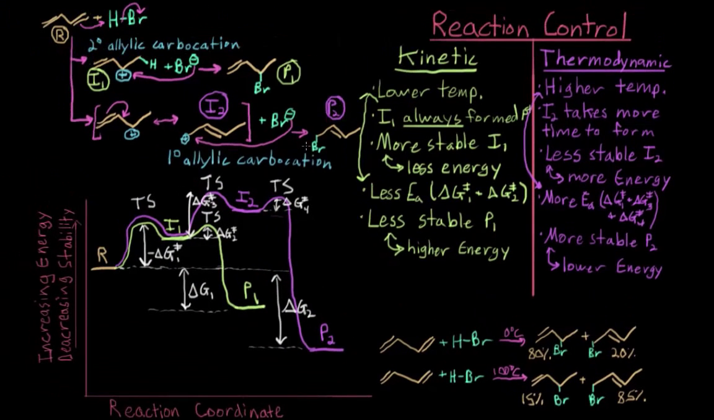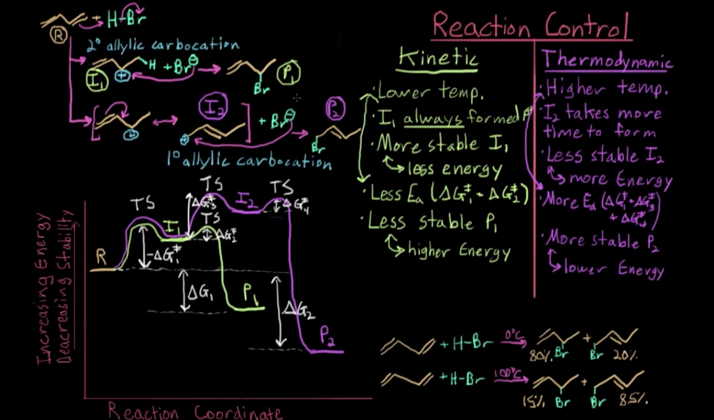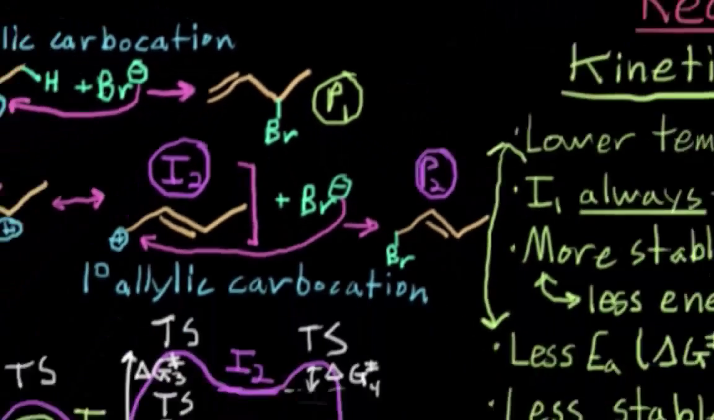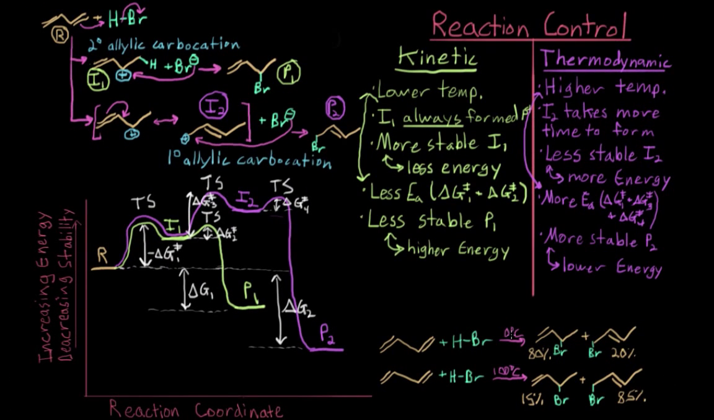And then one final note on why P2 is more stable than P1. If you look at P2, just like for its intermediate, P2 has a more substituted double bond, and that again means there are more things coming off of the double bond that are not hydrogen than P1, and a more substituted double bond is more stable. So that is another reason why P2 has less energy and is more stable than P1, which has more energy and is less stable.